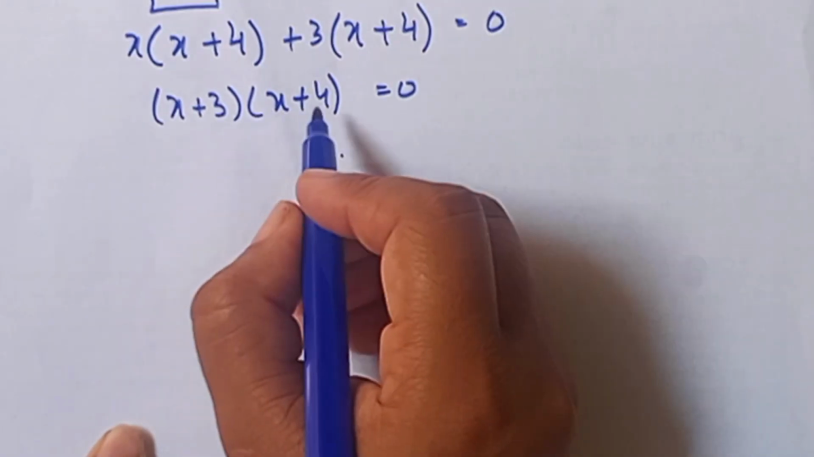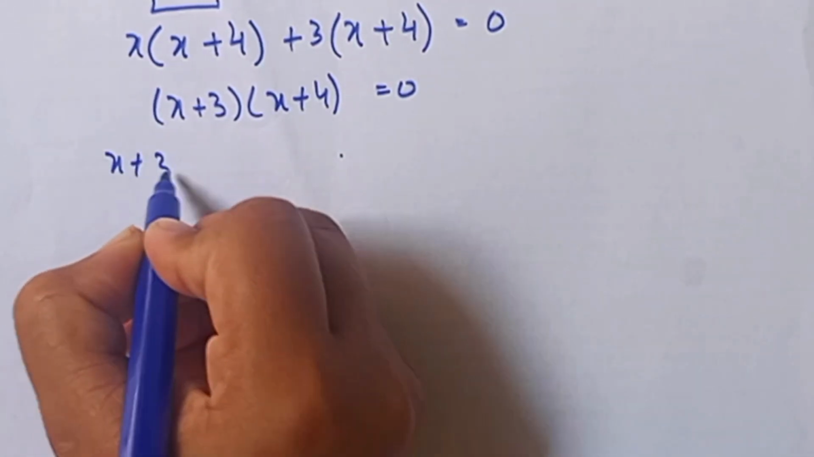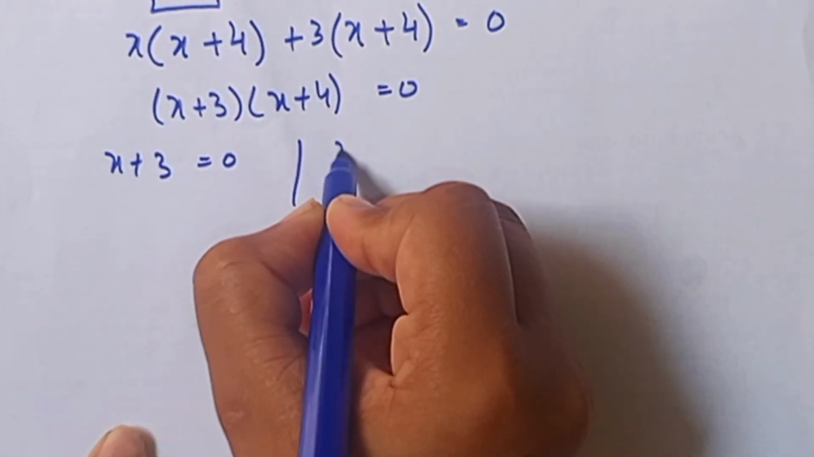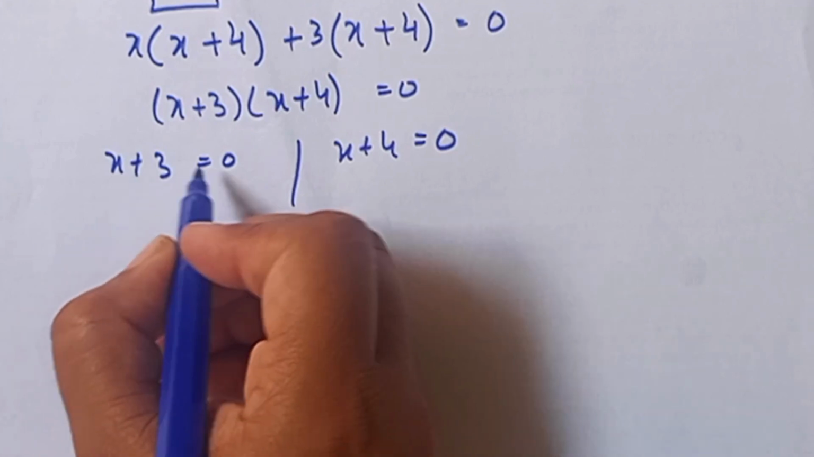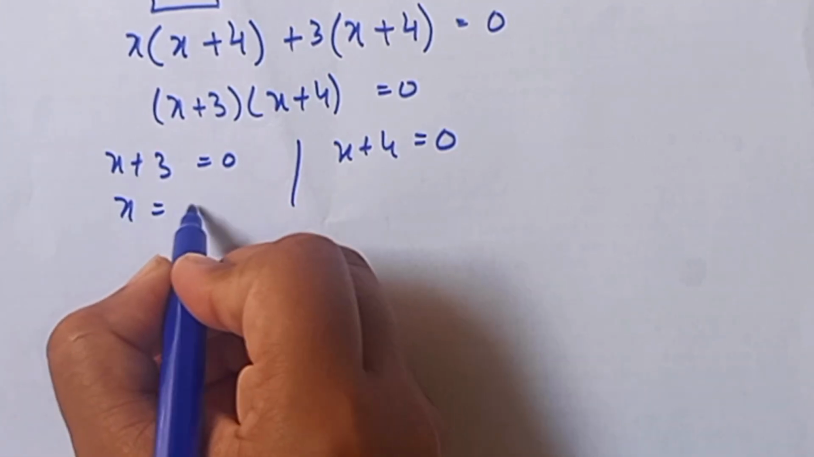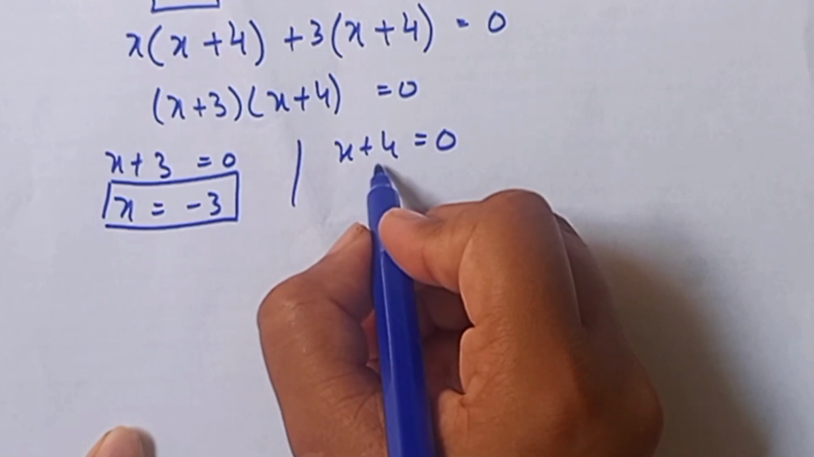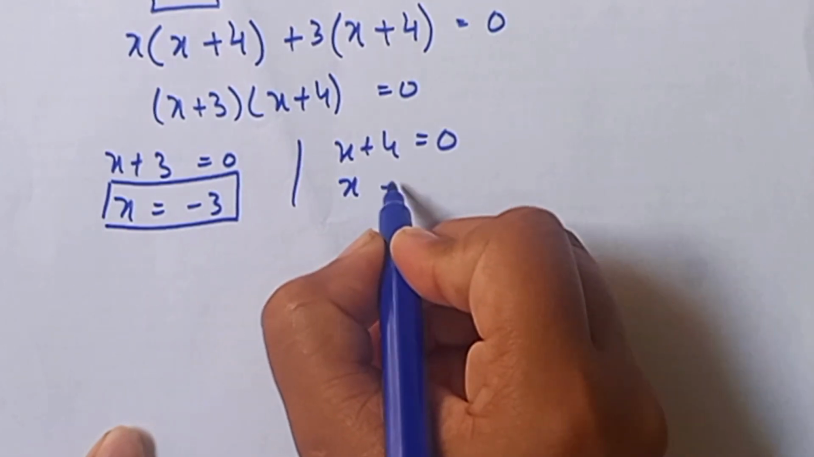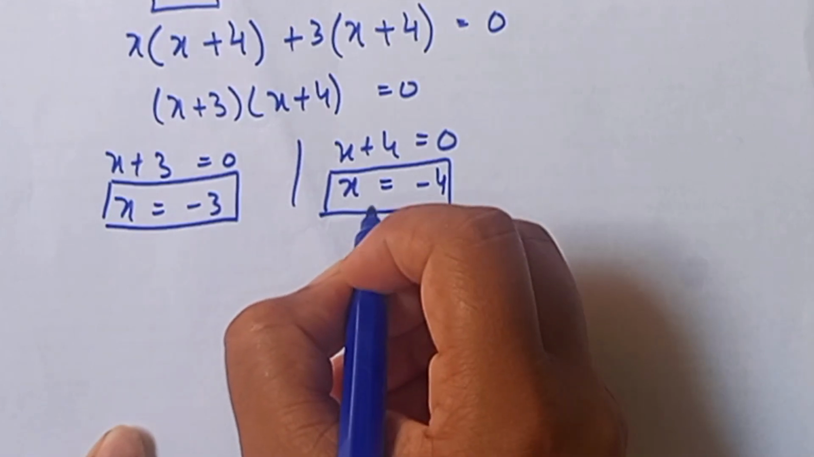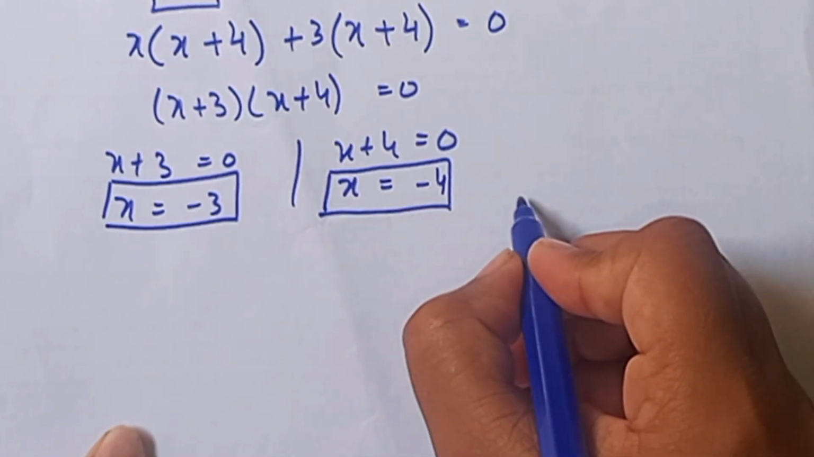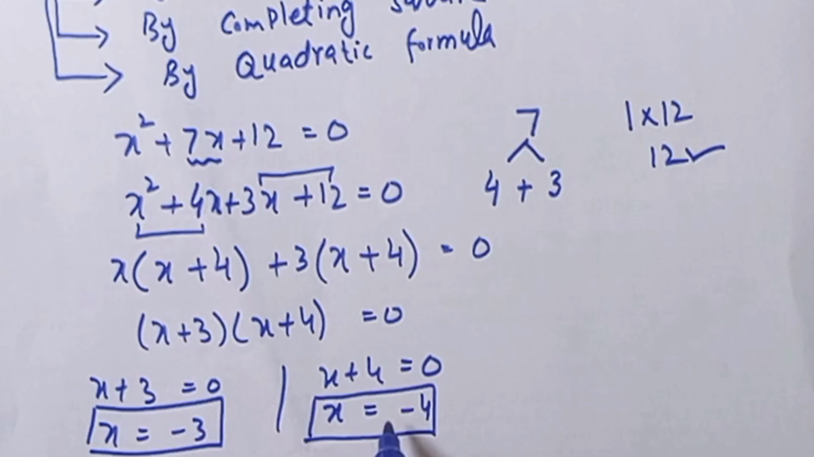So this implies one of them must be equal to 0. So x plus 3 is equal to 0, or x plus 4 is equal to 0. Subtract 3 on both sides, we get x is equal to minus 3. Subtract 4 on both sides, we get x is equal to minus 4. And this is our final solution. So we get two values of x, which are minus 3 and minus 4.